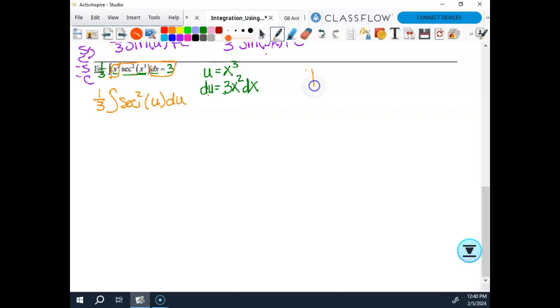And so your power rule still works, right? If the derivative of tangent is secant squared, then the integral of secant squared is tangent, right? This goes the other way. So I get 1/3 of the tangent of u plus c. We good? And then I just put in the u, and I get 1/3 times the tangent of x cubed plus c.